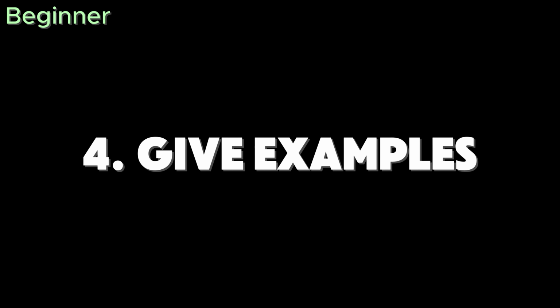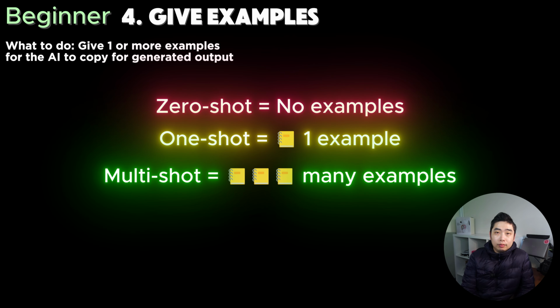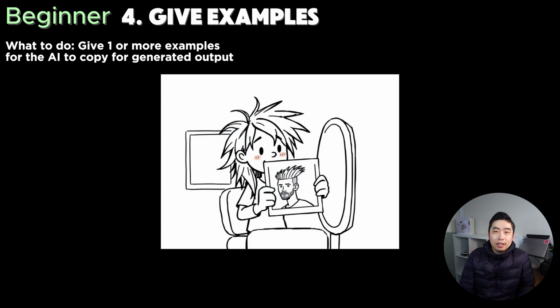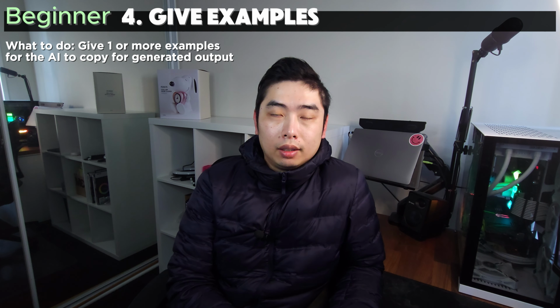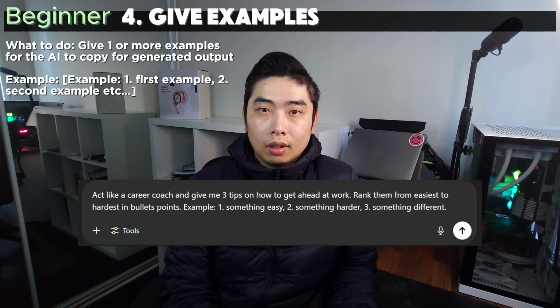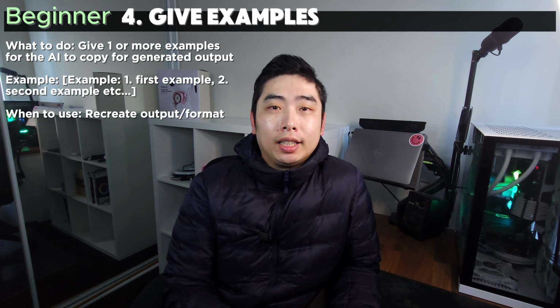Number 4 is to give it examples. For most general tasks, you'll just use zero-shot prompting, which is to give it no examples. However, if you want to have a better result, you can do one-shot or multi-shot prompting. It's like giving a template to the AI so that they can fill it out. Or for images, it's like giving a picture of your favorite celebrity to your barber or hairdresser so that you can copy their haircut. So an example, if we add to the zero-shot prompts that we already went through, it might be something like 1, something easy, 2, something harder, and 3, something different. This is great to use when you have examples in mind, but also if you have a specific format you'd like the output to be.